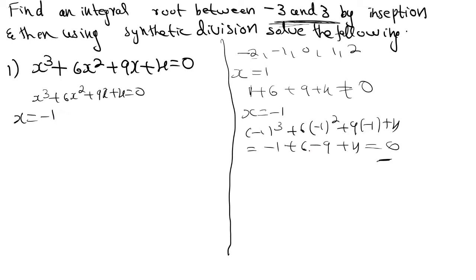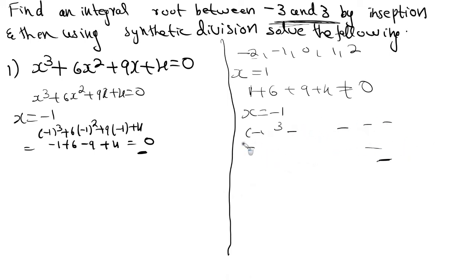Then substitute, what will you get? Minus 1 cube plus 6 into minus 1 square plus 9 into minus 1 plus 4, equal to minus 1 plus 6 minus 9 plus 4. Here you will get plus 6. Its value is equal to 0. So then do the synthetic division by taking the root equal to minus 1.